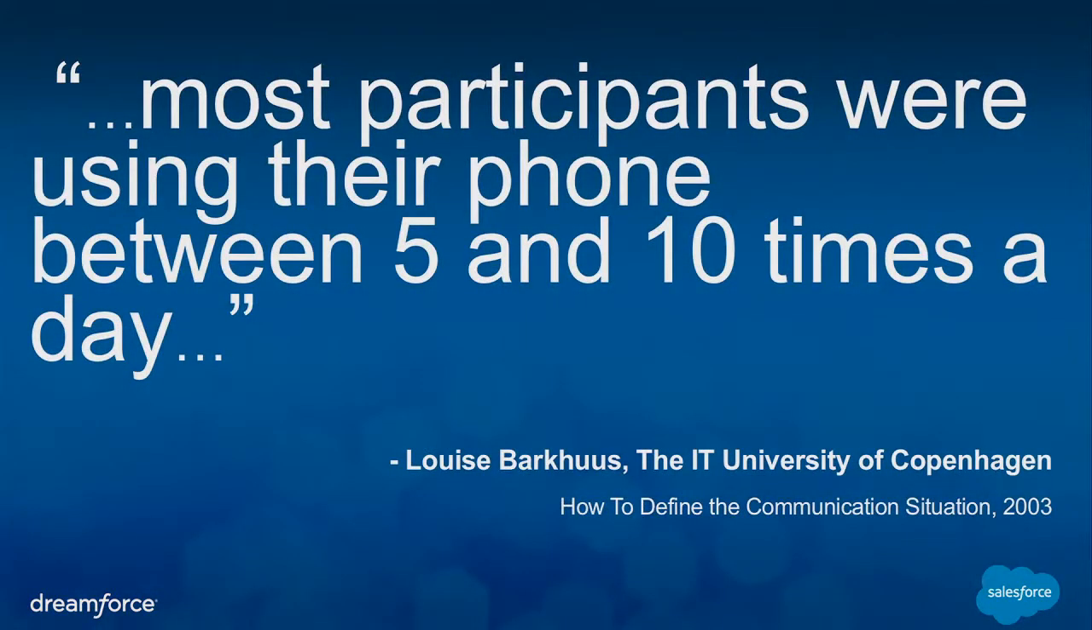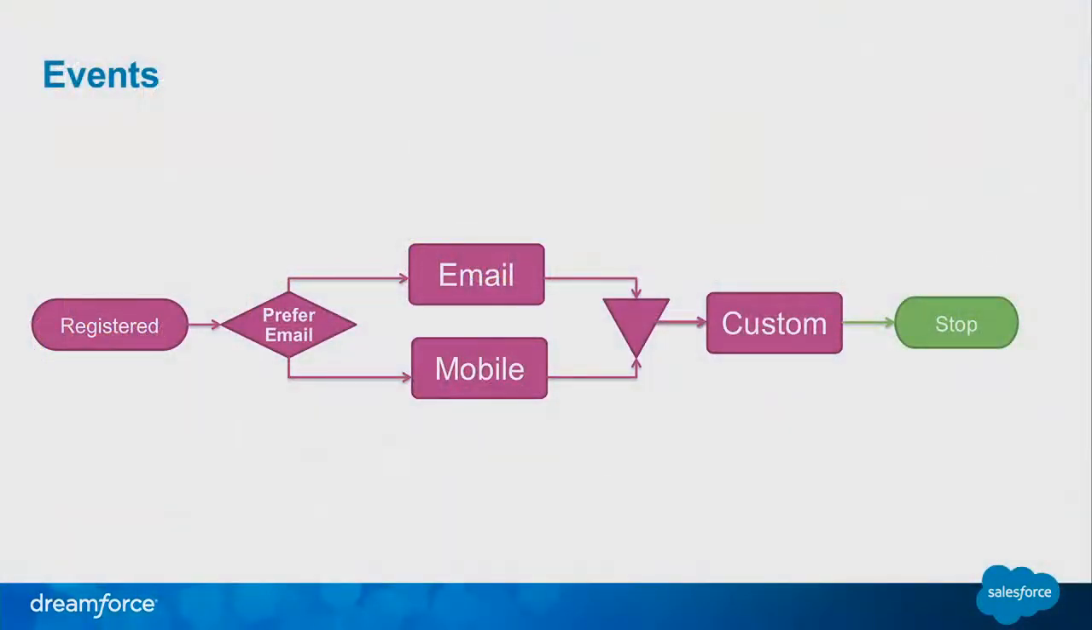So I was also reading an old paper from 2003 because I apparently like really old, outdated academic articles. And Louise Barkas made this point that most participants in her study use their phone between 5 and 10 times a day to make phone calls and text message. And that's really funny now when we talk about all these devices and all this chatter, and how do you actually manage all that information? And that's where events come into play. Something else I need to mention.